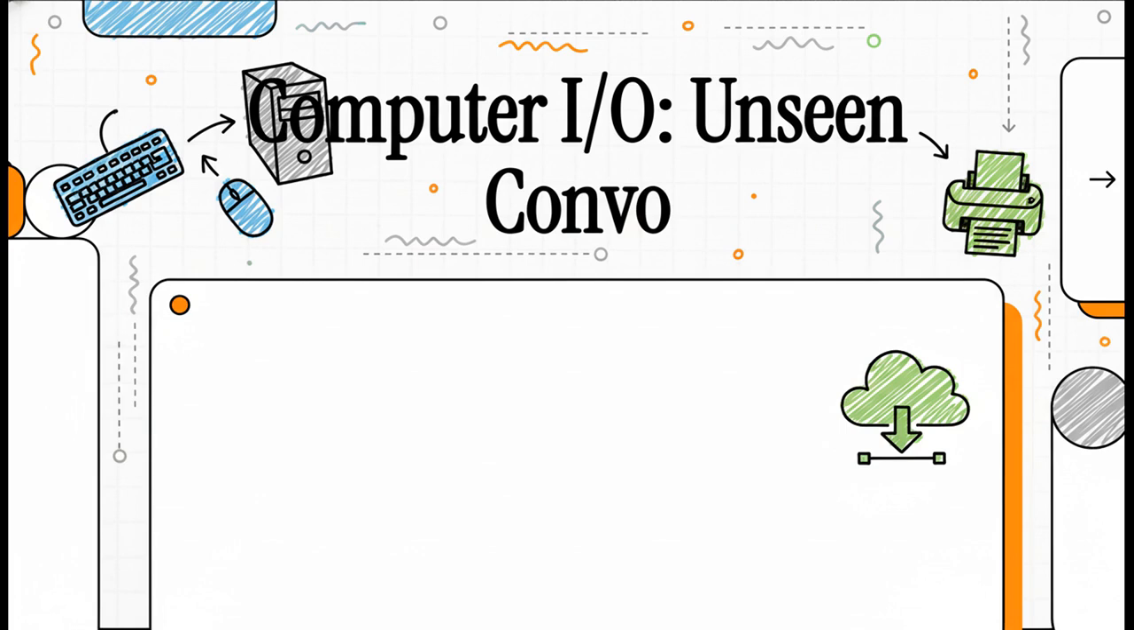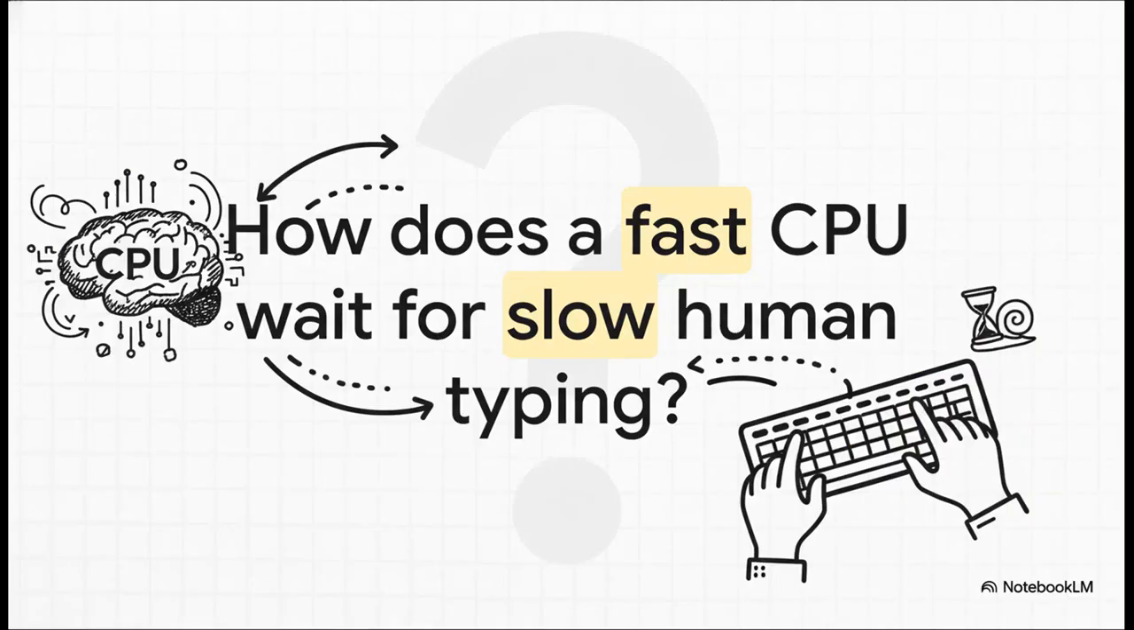Let's get into it. Seriously, just think about this for a second. Your computer's brain, the CPU, is tearing through billions of calculations every single second. It's just unbelievably fast. And then there's us, maybe typing a few characters per second if we're lucky. So how in the world does this super genius processor deal with the, let's be honest, snail's pace of the outside world without just getting bored and shutting down?